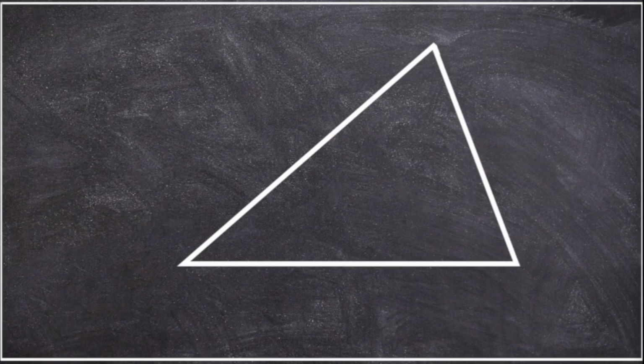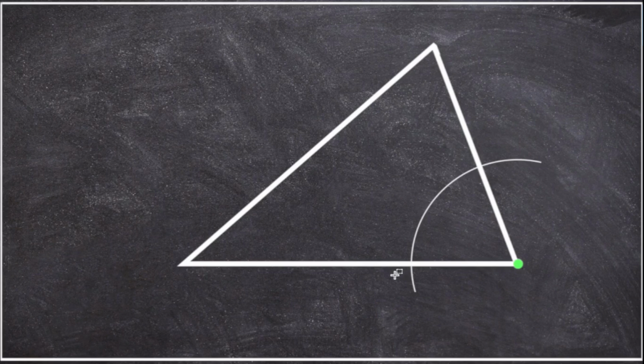So let's see how we bisect an angle. Let's say we wanted to bisect the bottom right angle. The first thing you would do is place the point of a compass at the right hand side vertex of the triangle, and then draw a curve that intersects with each of the edges adjacent to the angle.